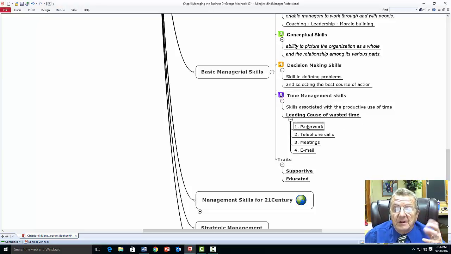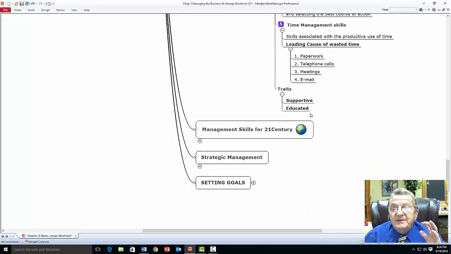Okay, so leading cause of wasted time. Now, this is what I want you to think about. Paperwork. You can't get away with it. There's so much paperwork, telephone calls, meetings, email. I'm looking at my doctor, and I mentioned that in a class. What does he do? When you go in the emergency room, he has to note everything else. He has a person who walks around there and just dictates everything else in there. What he says, he writes it in there.